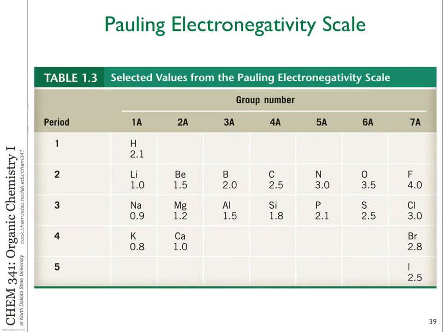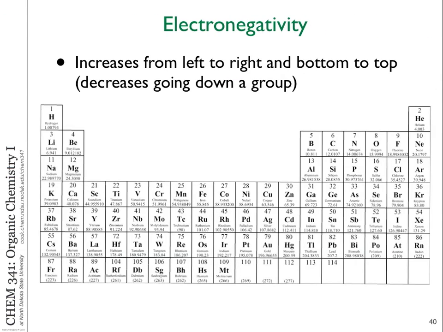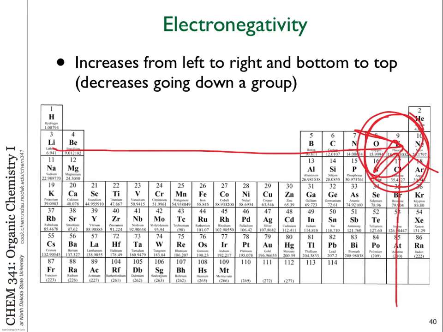So what trends can you see here? It's usually more electronegative as you go up and to the right. It's more electronegative as you go up and to the right, absolutely right. So if you take a look at the periodic table, in general, electronegativity for the elements increases as you go to the right, and increases as you go from bottom to top. Okay? So the most electronegative atom is fluorine.